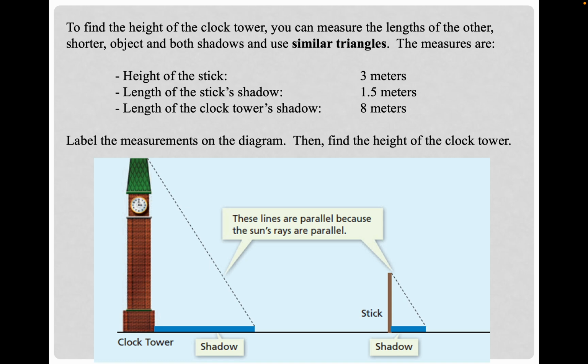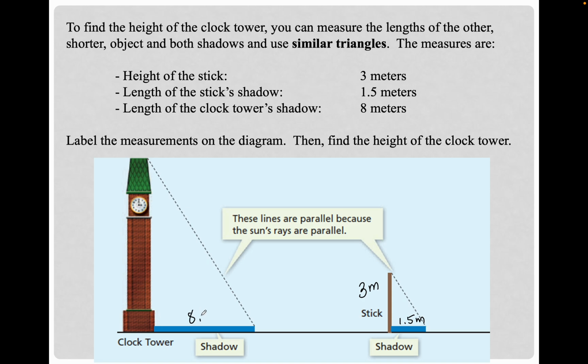To find the height of the clock tower, you can measure the lengths of other shorter objects and both shadows and use similar triangles. The information is shown on the picture. We're going to fill in the measurements that are shown here. The height of our stick is 3 meters. The length of the stick shadow is 1.5 meters. And the length of the clock tower shadow is 8 meters.